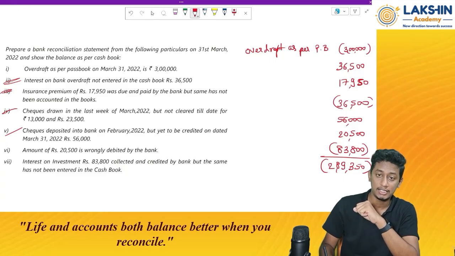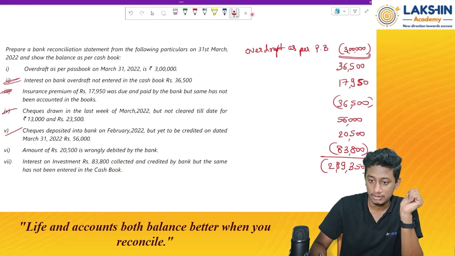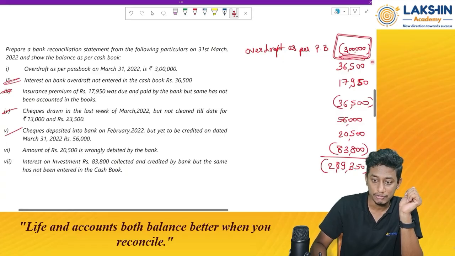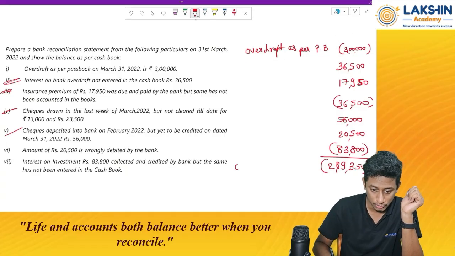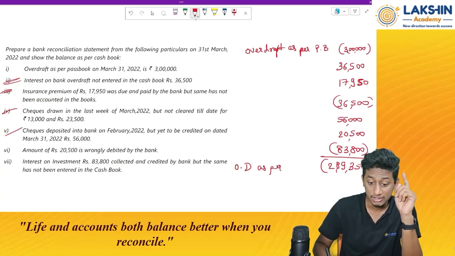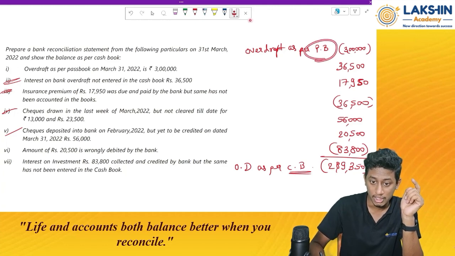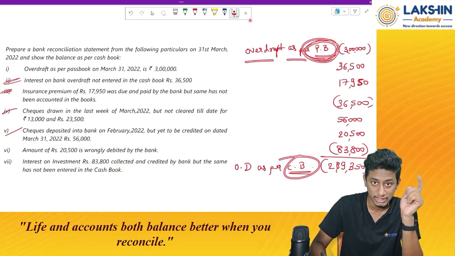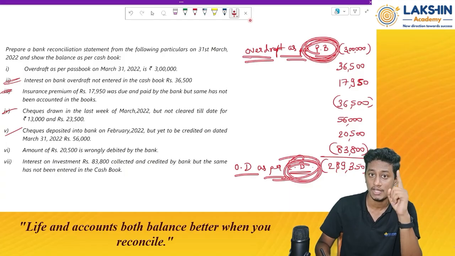Negative 2,89,350, right? See, since we have started the answer with a negative value, which signifies an overdraft, right? So here also, it is overdraft as per cash book. It is always cash book, because I have started with passbook, so I should end with cash book. But if it was overdraft as per cash book, then the ending would have been overdraft as per passbook. Remember this, okay? Always remember this.